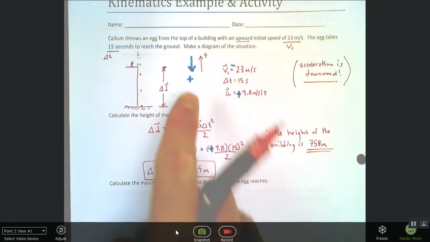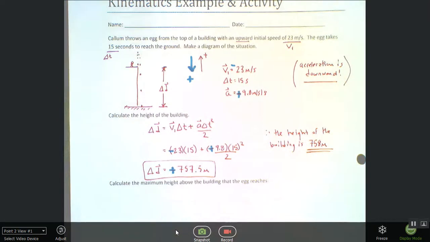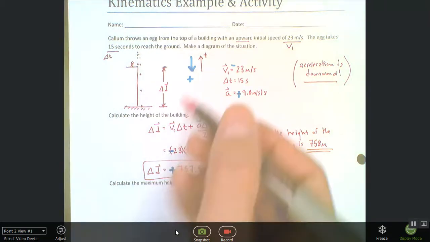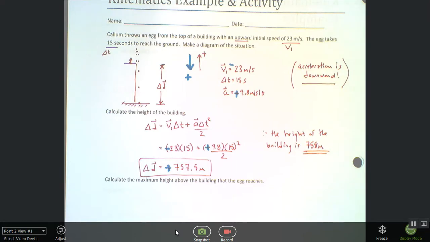So you always have a choice of picking down as positive or up as positive, and then just maintaining the proper signage from there. It's up to you what you choose. In some problems it makes more sense to make down positive, in some problems it makes more sense to make up positive, but it doesn't matter in the end. If you like to pick one and stick with it, do that.